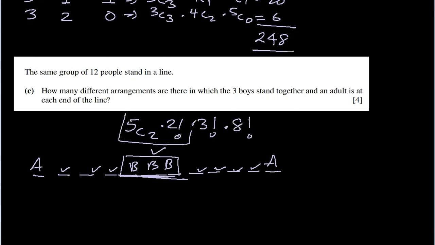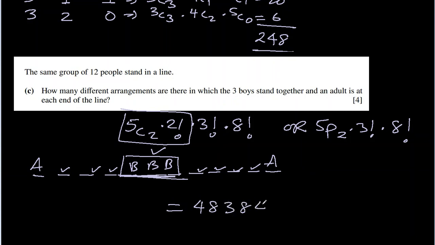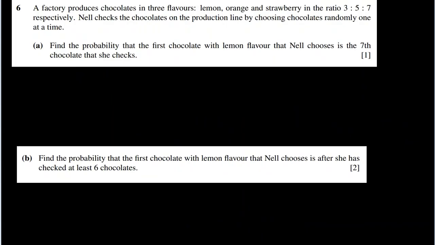In place of 5c2 times 2 factorial, you could have written 5p2 also. Means your solution can also be 5p2 times 3 factorial times 8 factorial. Both of them will give you the same answer. And they come out to be 4838400 arrangements possible.